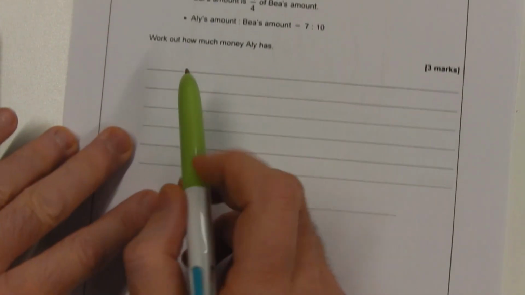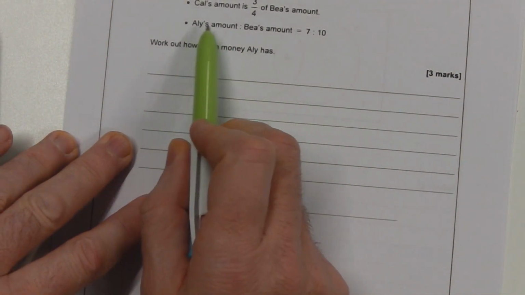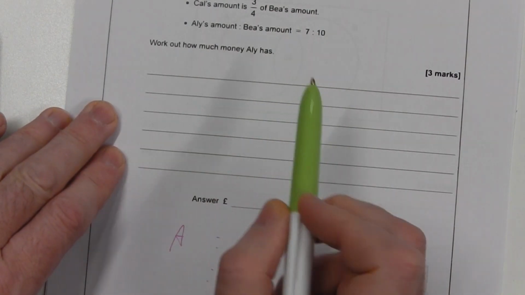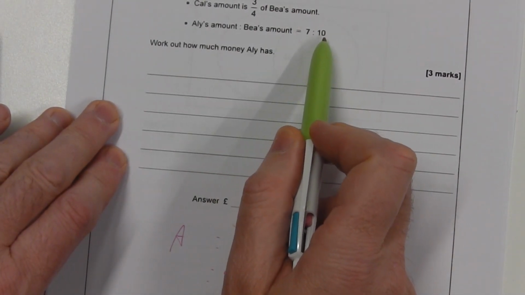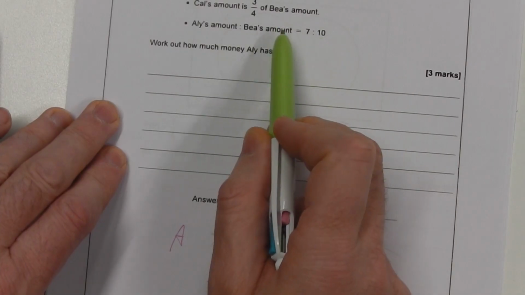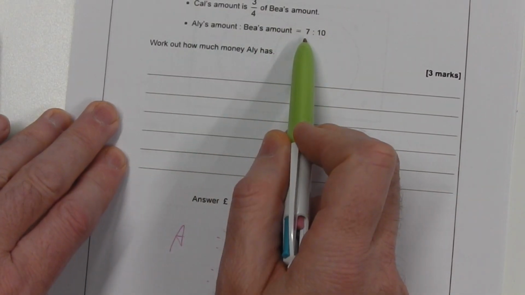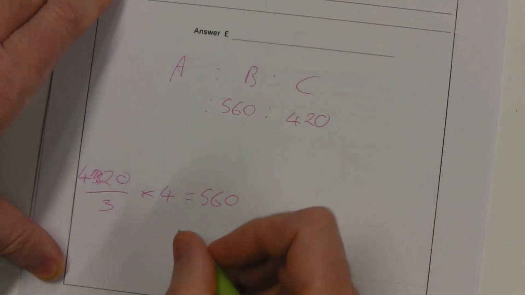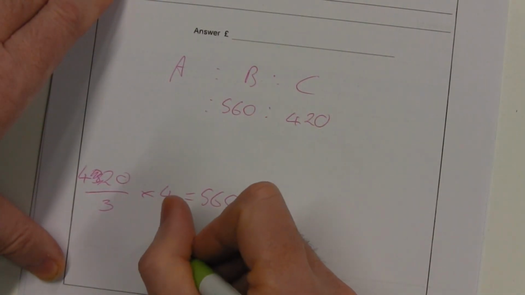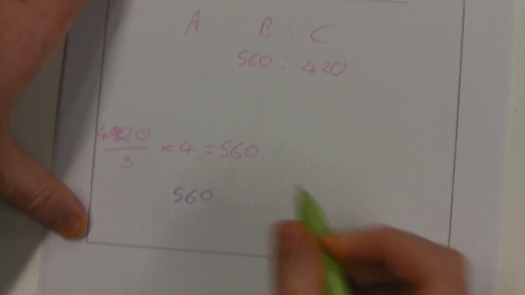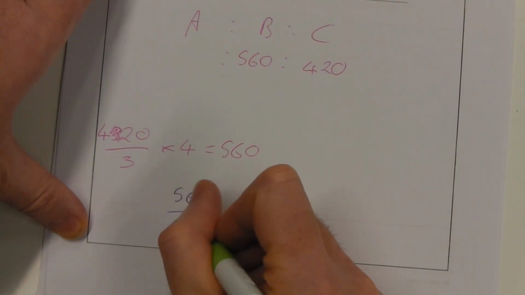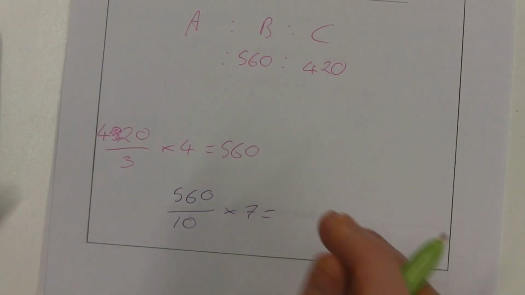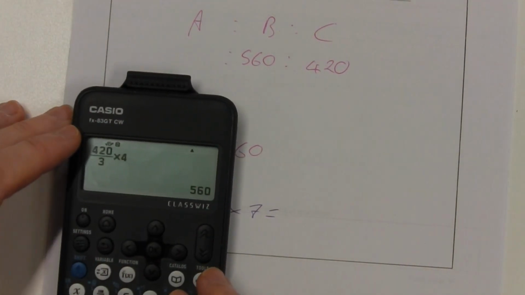Now, the ratio of Ali's amount to B's amount is 7 to 10. So for every £10 that B's got, Ali's only getting 7. So the simple way to do that is we can take that 560, divide it by 10 to get one part of it, and then times it by 7. And again, use a calculator.